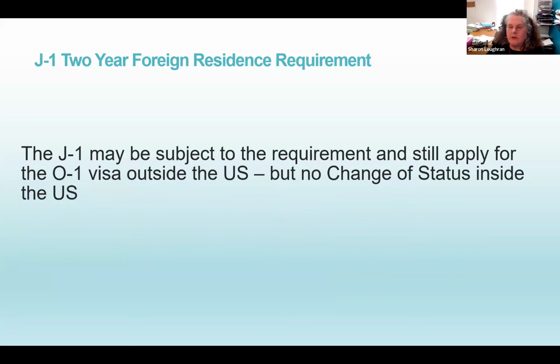Someone who is subject to the 2-year home residency requirement could apply for an O1, but they would have to go outside the US, obtain an O1 visa stamp, and re-enter. They cannot change their status in the US.